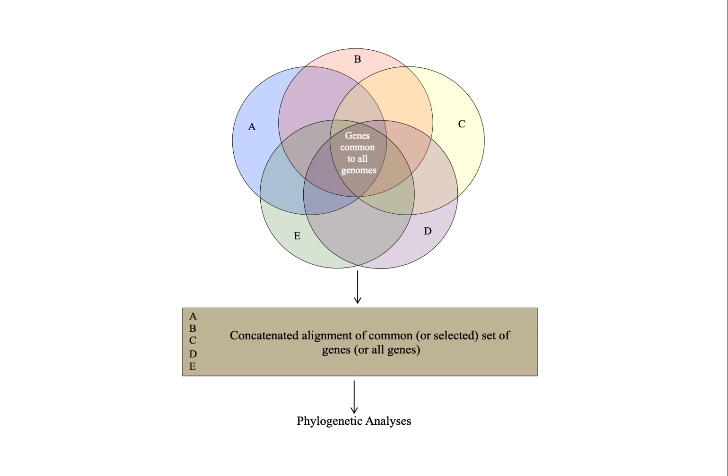As more genomes are added together, the number of common genes usually is reduced because you're trying to line up a larger number of disparate genomes. And so the common genes still can be concatenated, all in the same way, aligned, and then phylogenetic analysis or analyses can be done on those aligned sequences.